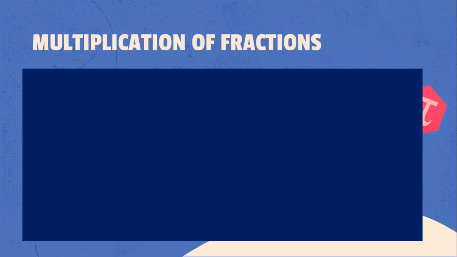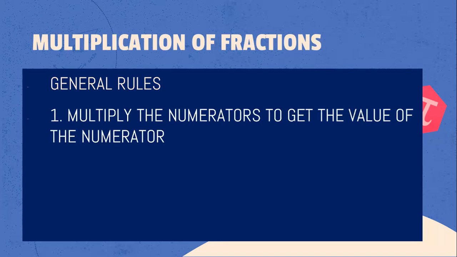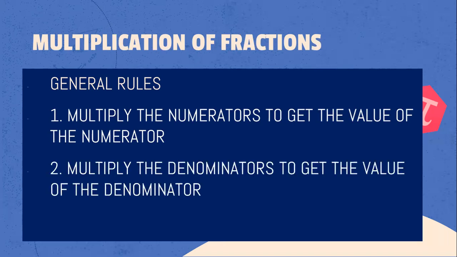Let's start our main lesson for today. What are the rules in multiplication of fractions? The general rules are: number one, multiply the numerators to get the value of the numerator. Number two, multiply the denominators to get the value of the denominator. And number three, find the lowest term.